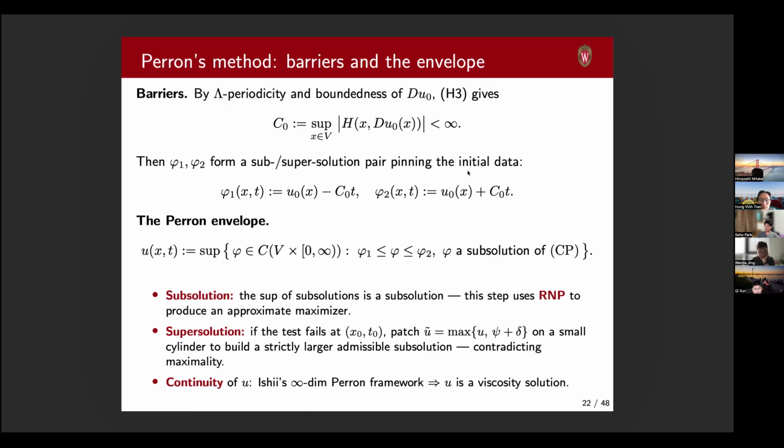So if U is not a supersolution at a certain point, we can just lift that function a bit with some test function and then show that that is a subsolution to make the contradiction. Okay, and we should also show the continuity of U, and finally we can conclude that U is a viscosity solution.